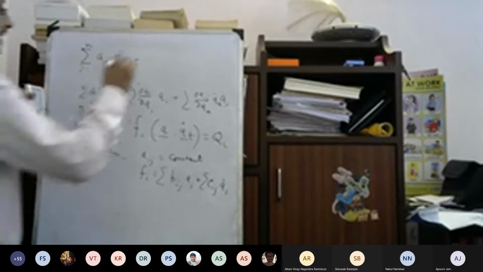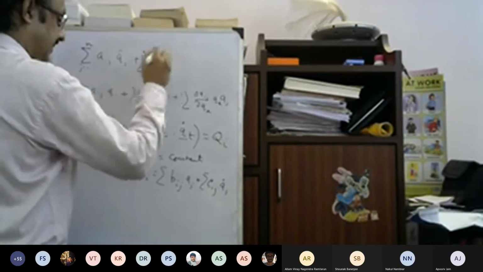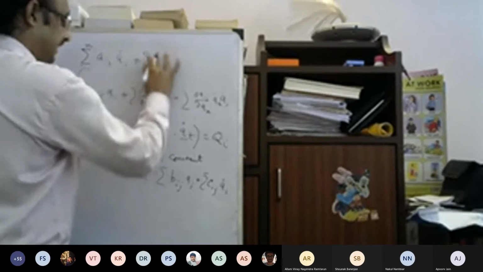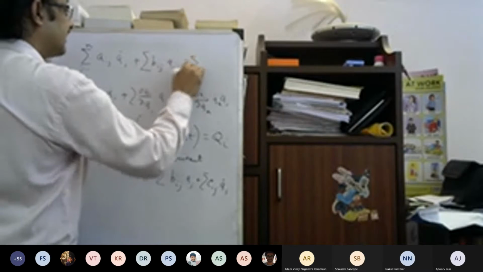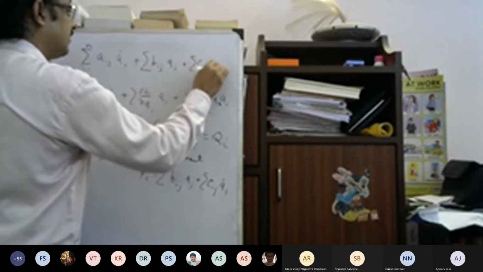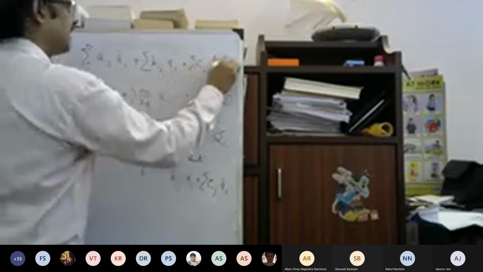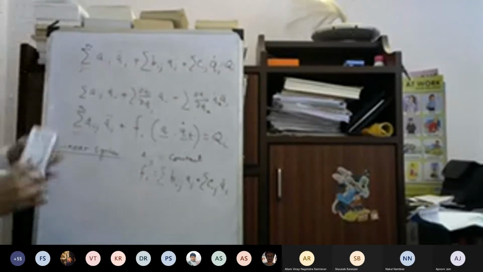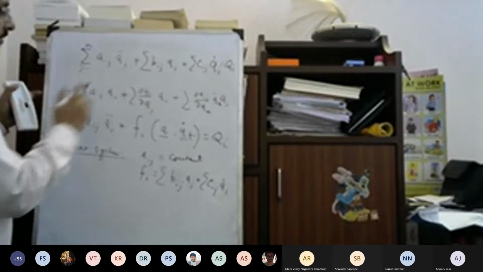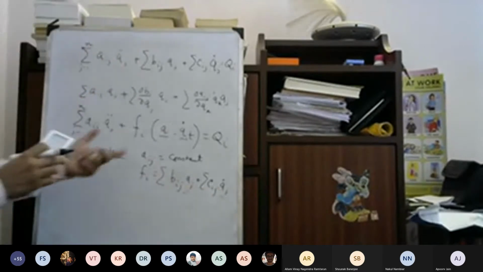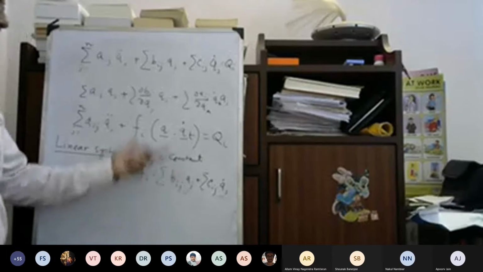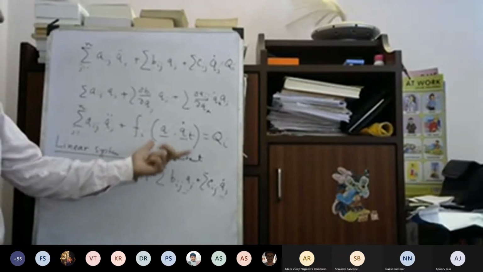Okay. So here it will be Bij Qj plus Cij Qj dot, and this is equal to Qi. So this will be the general form of the equation of motion, because this is only linear. I have excluded all the nonlinear terms. Anything other than that will lead to a nonlinear equation.